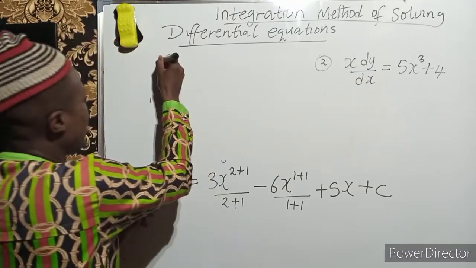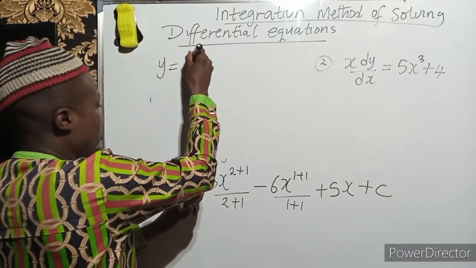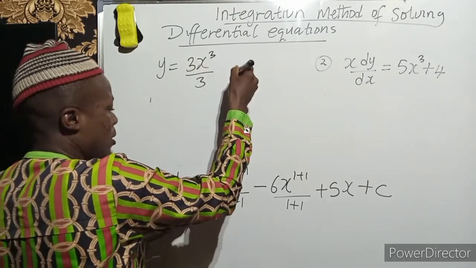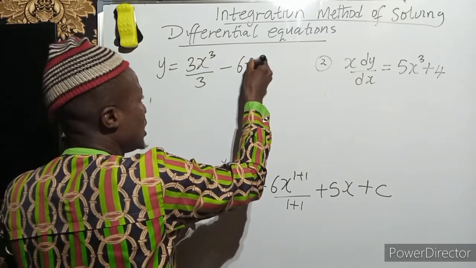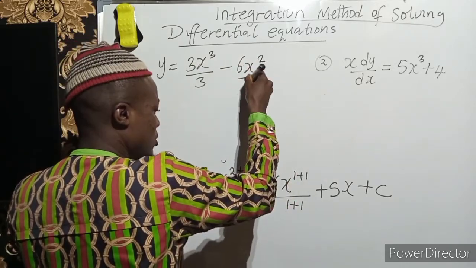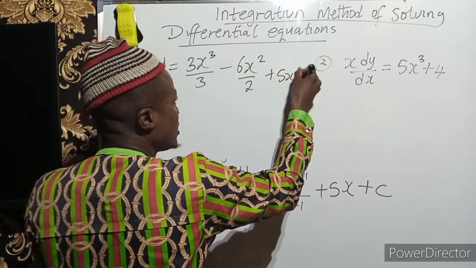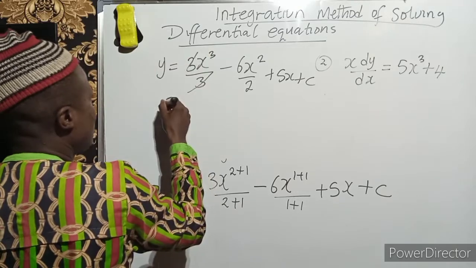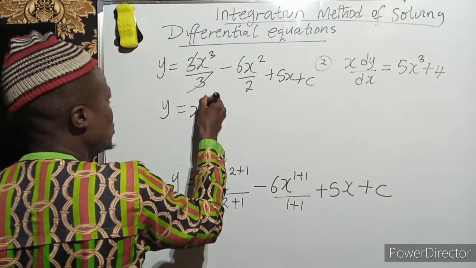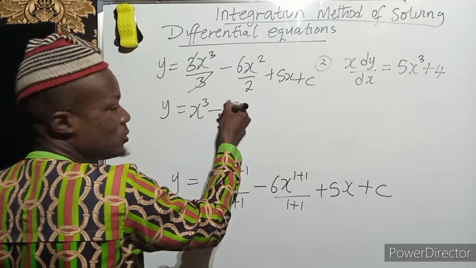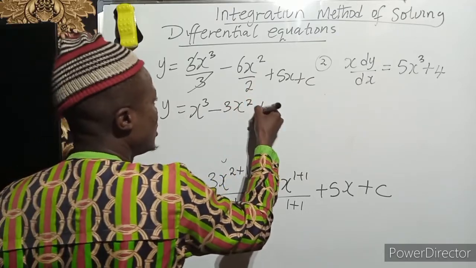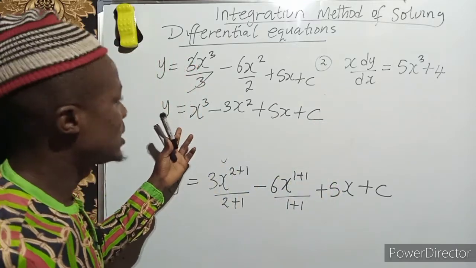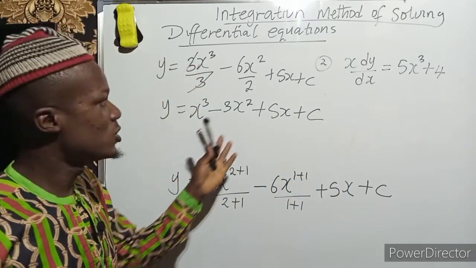Okay, so here I have that y equals 3x, 2 plus 1 will give me 3, all over 3, minus 6x, 1 plus 1 will give me 2, all over 2, plus 5x plus the constant of integration. So this cancels out. I'll have y equals x cubed minus 6 divided by 2 will give me 3x squared, then plus 5x plus c. This is just the solution to that given differential equation. So let's take the second one.